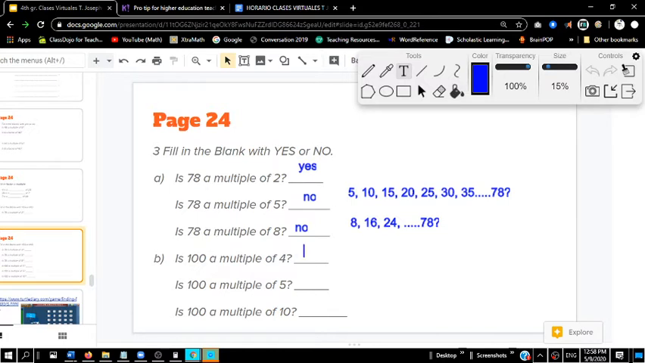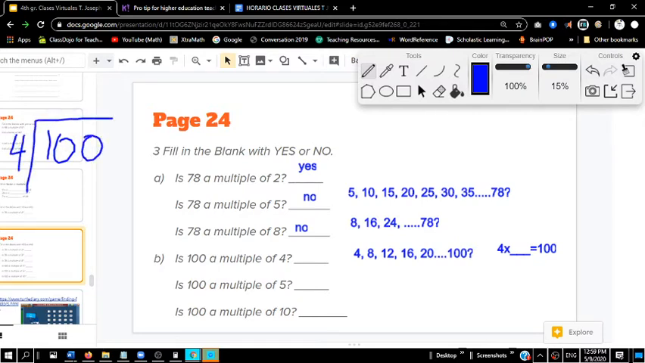Now we're looking at multiples with bigger numbers. Is 100 a multiple of 4? Well, we can see if we multiply. We have 4, 8, 12, 16, 20. Will that eventually get us to 100? You'd have to count a really, really long time to get there. But I know that 4 times some number equals 100. I can even divide it if I really wanted to. I could divide 100 by 4 to figure out my answer.